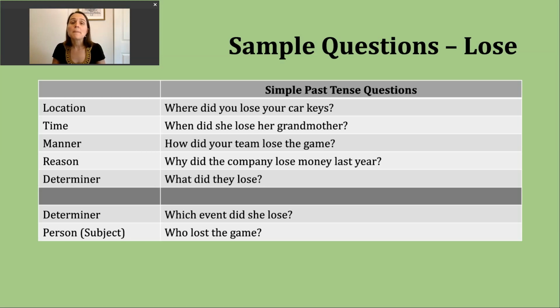We can ask questions about manner, the way in which something was done. So to do that, we're going to use the question word how. And again, follow that same structure. How did your team lose the game? Right? Did you make a lot of mistakes? Maybe the other team was just much better.